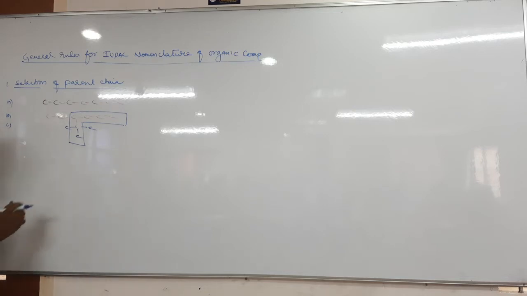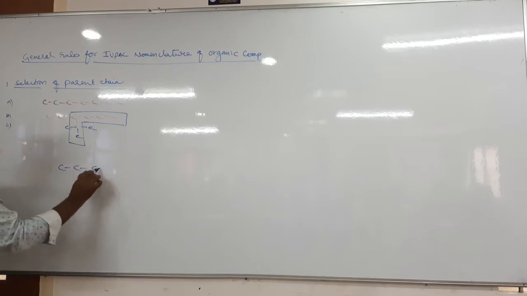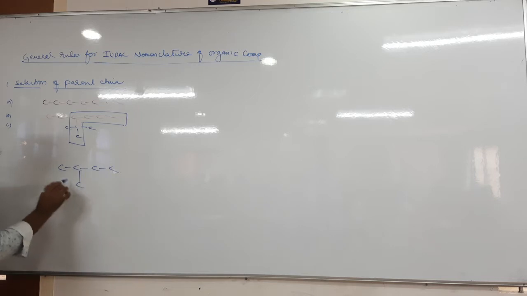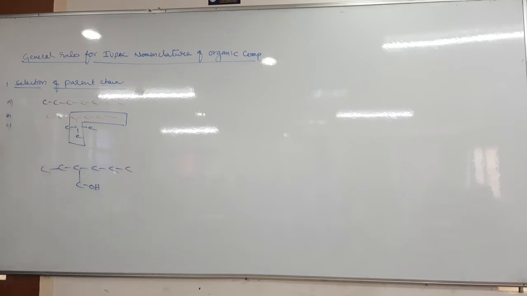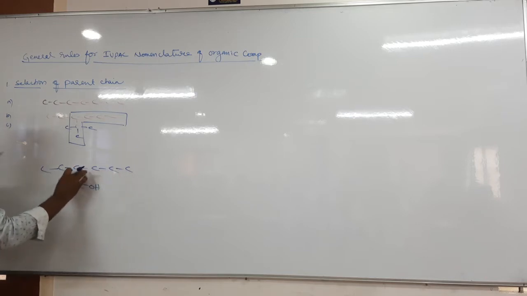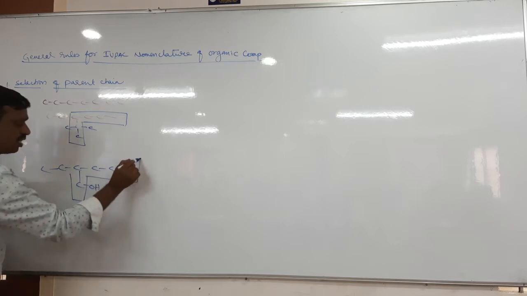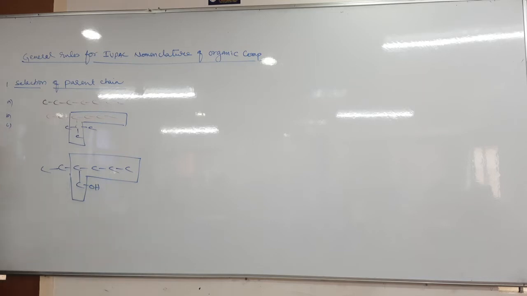Third, if there is a multiple bond or functional group, like OH, select the parent chain which has the functional group. Which is the parent chain? It is 1, 2, 3, 4, 5. Even though there are fewer carbon atoms, select the parent chain which has the functional group. So these are the three rules.